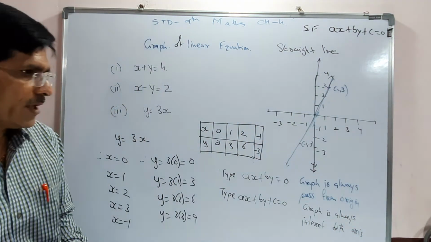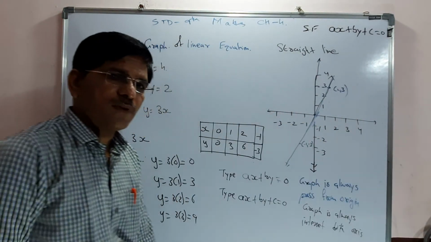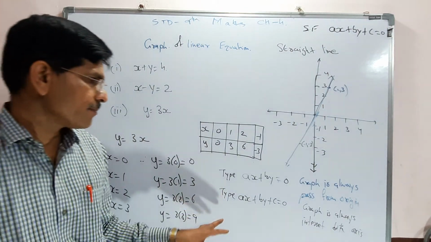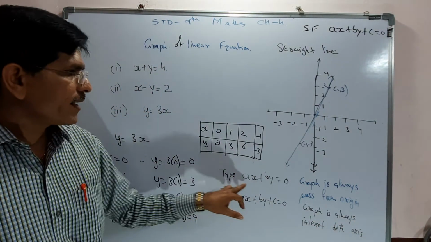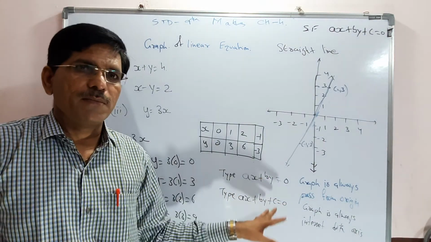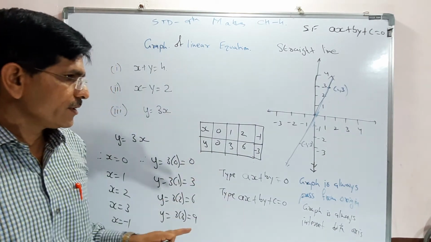So today we have discussed two types of graphs. There are a total of 6 types of different graphs. Today we have discussed 2 types. When the standard form is given, the graph always intersects both axes. When it is the ax plus by type of graph, where the constant term is not present, it always passes through the origin. That you have to complete in your fair book.